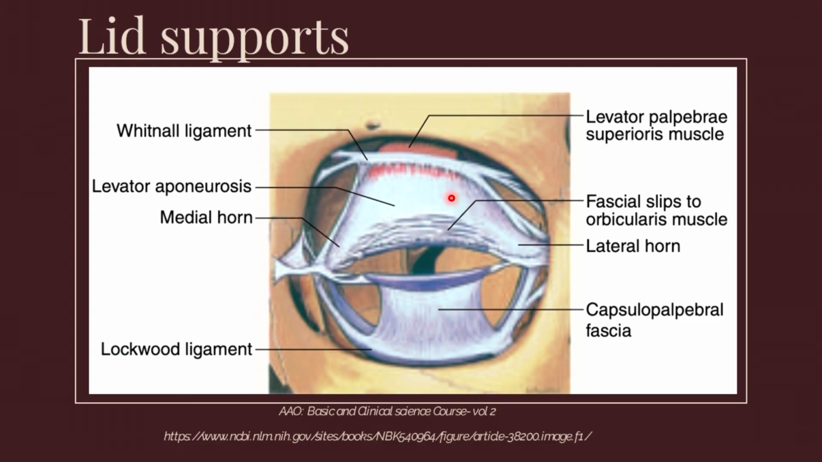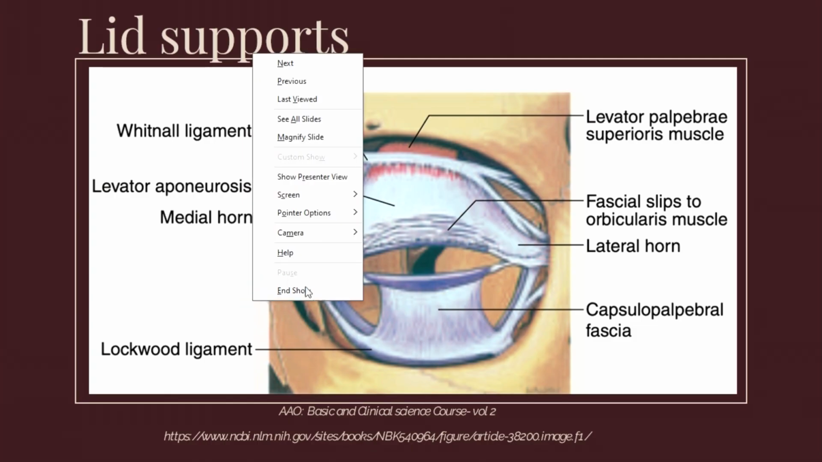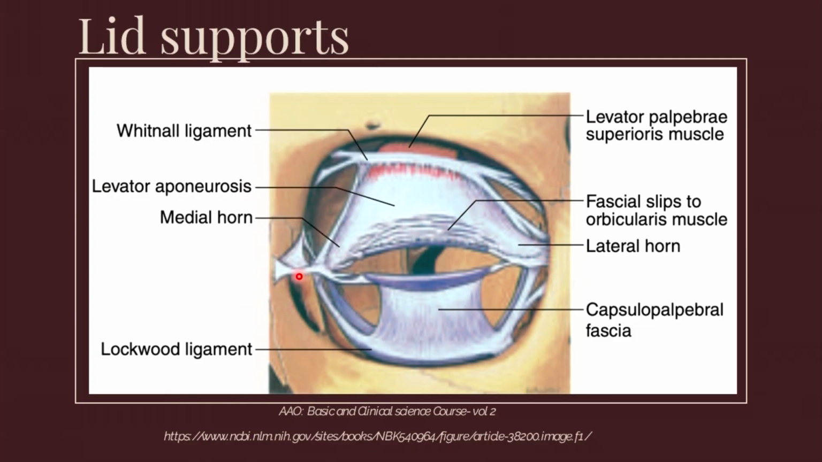It is analogous to Lockwood's ligament inferiorly. This Lockwood's ligament forms a hammock-like support below the globe. It is formed by the fusion of the capsulopalpebral fascia along with the fascial sheath of the inferior oblique, and it extends from the lateral orbital tubercle to the medial canthal tendon.